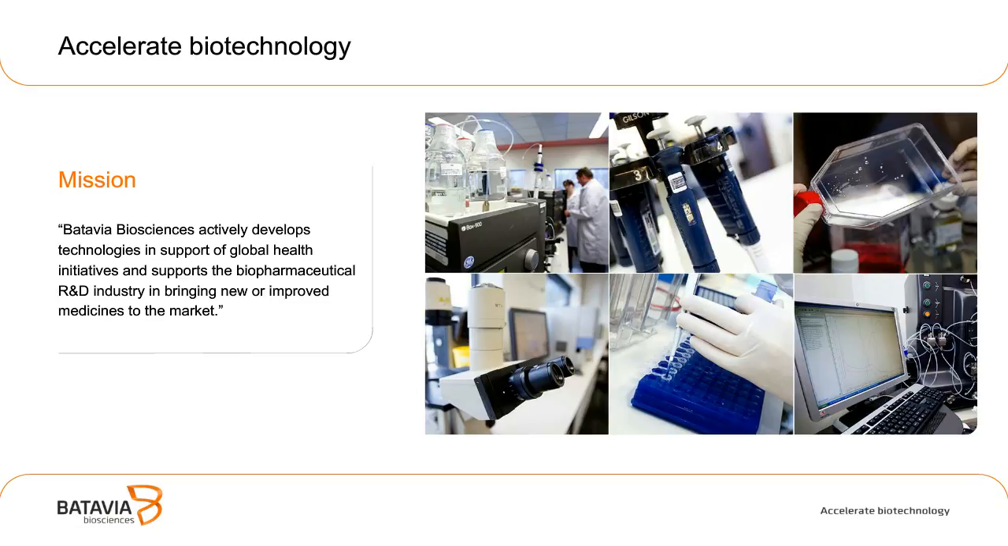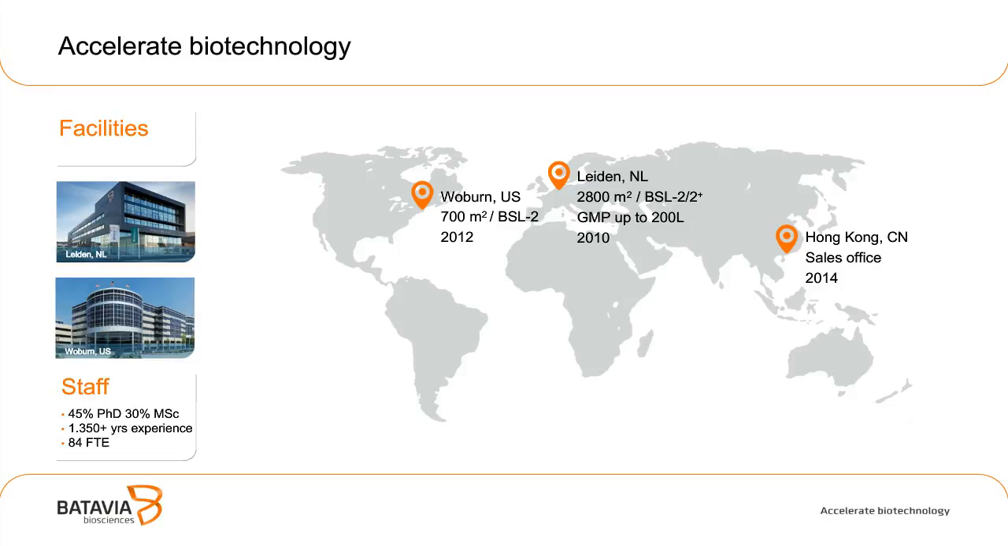We have facilities at two places, one in Woburn in the United States, where we have bioseparation facilities, and in Leiden in the Netherlands, where I'm situated. There we also have some laboratories for protein and virus work, and also the possibility to do GMP production up to 200 liters. If you look at the staff at Batavia, you can see that the majority of the people working here have a Master of Science degree or a PhD. But next to that, we also have a significant amount of years of experience in industry, which is very helpful in the development work we do.